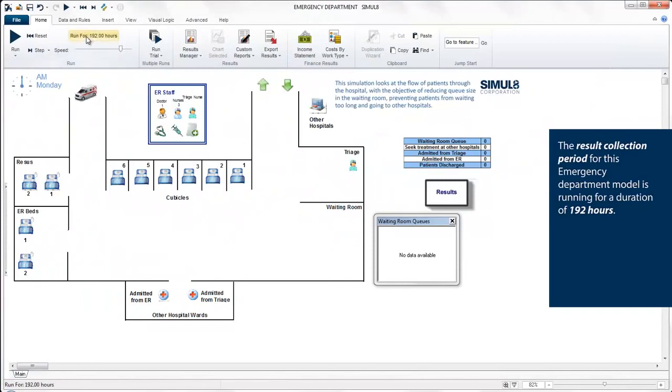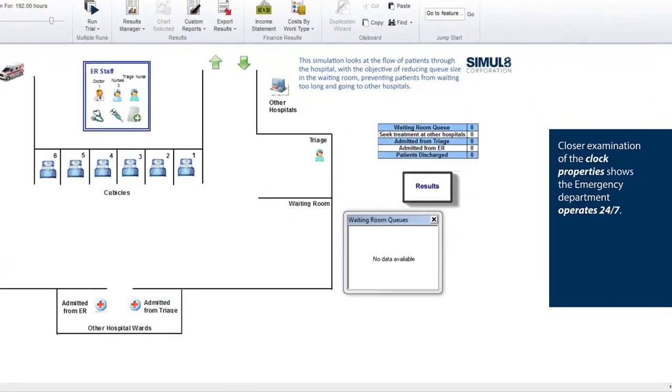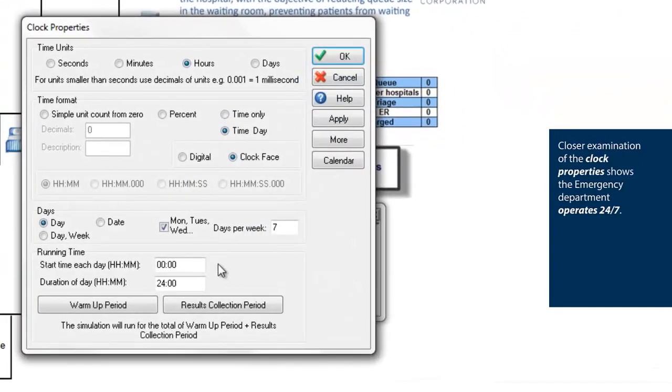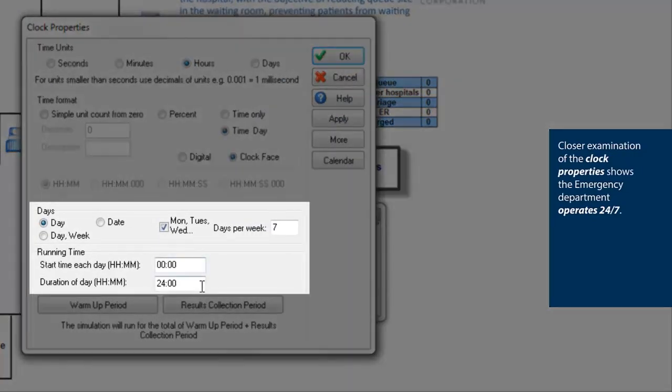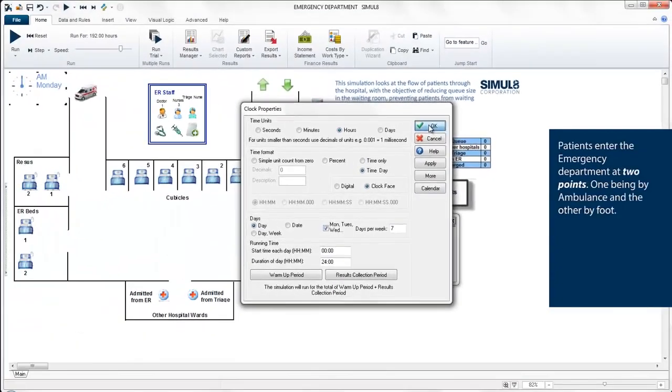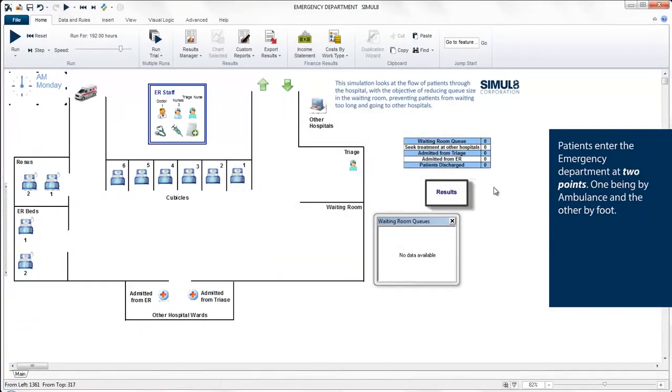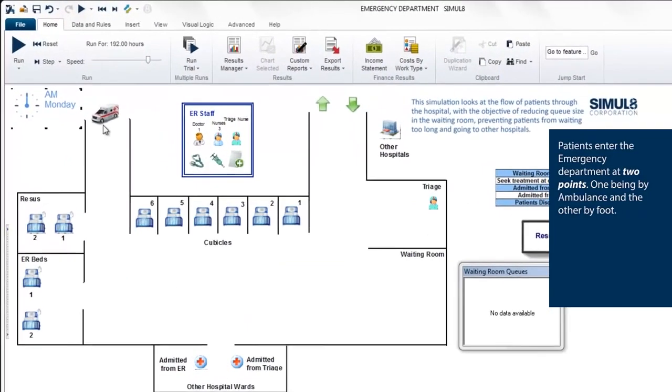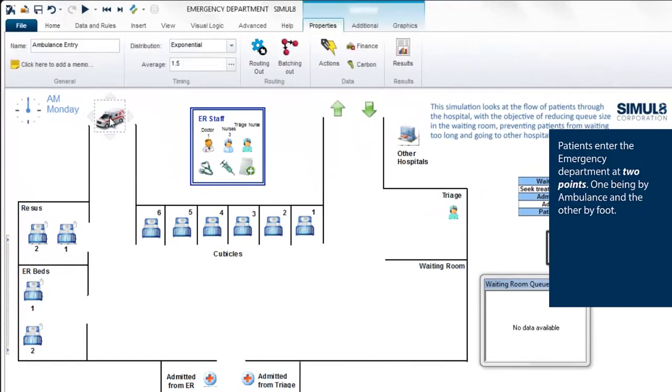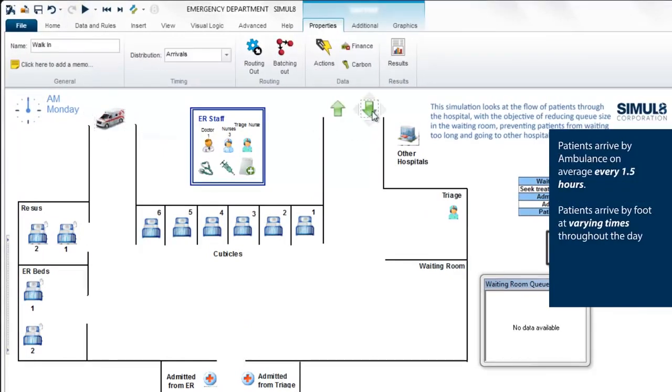You will see that the results collection period for the emergency department is a duration of 192 hours. By closer examination of the clock properties, we can conclude that the emergency department operates 24/7. There are 2 points of entry of how patients enter the emergency department, one being by ambulance and the other by foot. Patients arrive by ambulance on average every 1.5 hours, and patients arrive on foot at various times throughout the day.